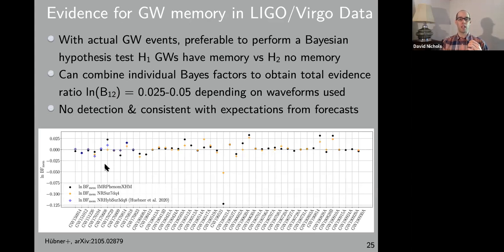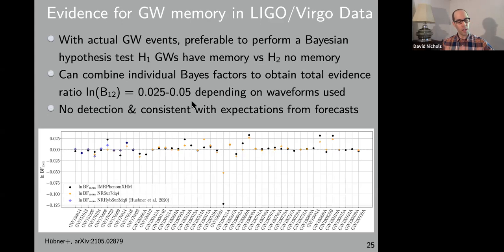But the fact that in the first 40 or so events, there's a Bayes factor this small is consistent with what one would expect from the forecasts that we've made of the gravitational wave memory effect.